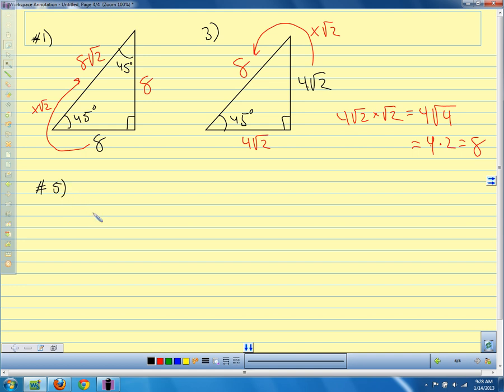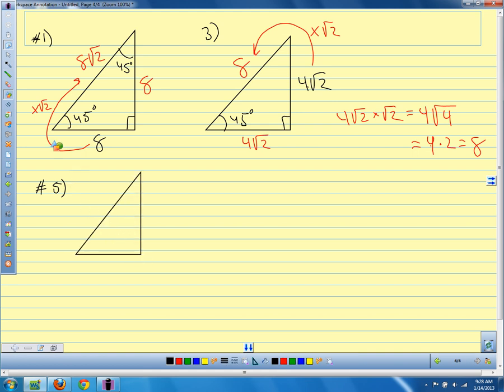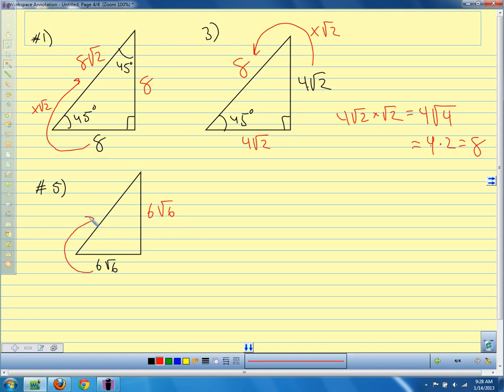Number 5. Number 5 says, and again, this is a 45, 45, 90, that this side is 6 square root 6. So if this side is 6 square root 6, how big is this side? 6 square root 6. To get from the leg to the hypotenuse, I multiply by the square root of 2. So I get 6 square root 6 times square root 2. I multiply the numbers that are inside the square root, so I get 6 times the square root of 12.